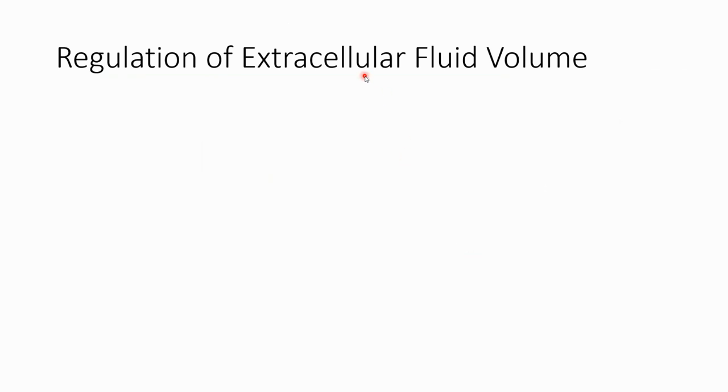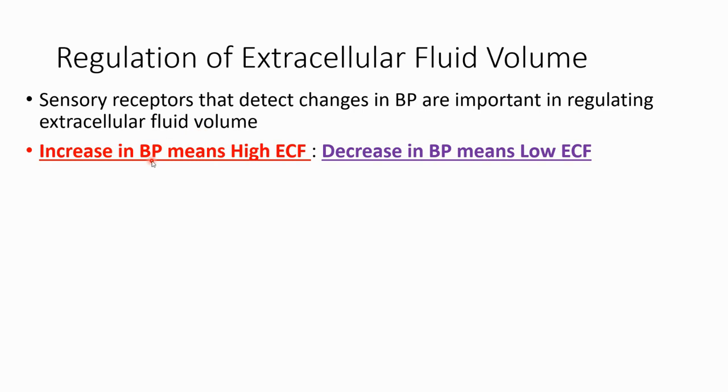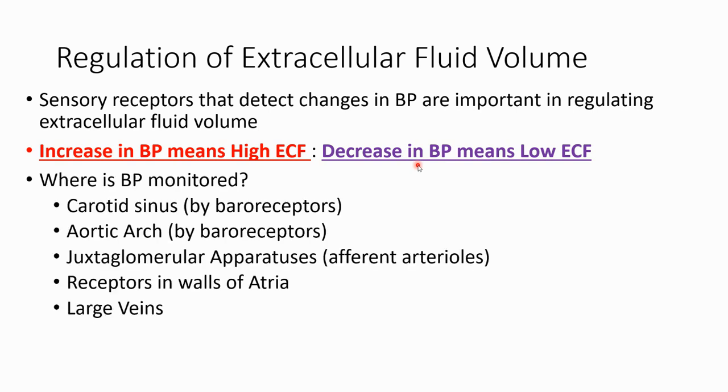So regulation of extracellular fluid volume. So previously we were talking about solutes, osmolality. Now we're talking about volume, okay? So two different things. Sensory receptors that detect changes in blood pressure are important in regulating extracellular fluid volume. An increase in blood pressure means you have a high extracellular fluid volume. High water, high blood pressure, okay? More volume, more blood pressure. Less volume, less blood pressure, okay? So we're talking about volume here. When we say extracellular fluid volume, we're talking about water.